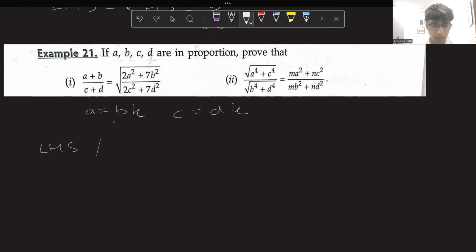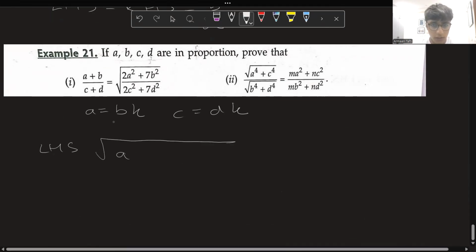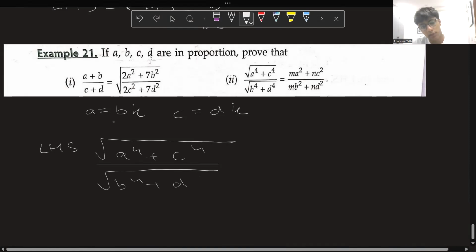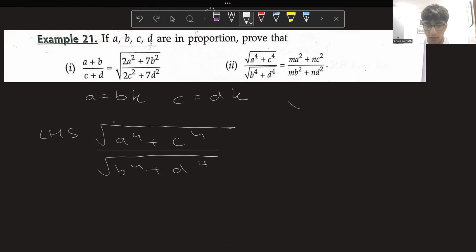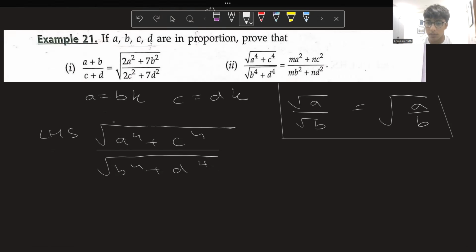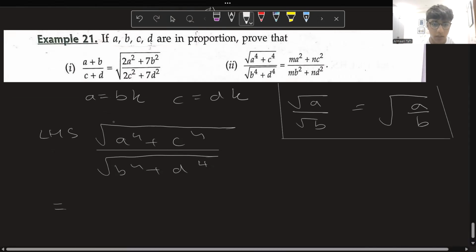So it's root of A4 plus C4 divided by under root of B4 plus D4, right? Now, again, when it's a root of, we know this, right? Root of A by root of B equals under root of A by B, right? We're going to be using this property here to solve this one. Okay. So, what is A4? A is equal to BK. So, A4 is B4, K4. What is C4? C4 is D4, K4.